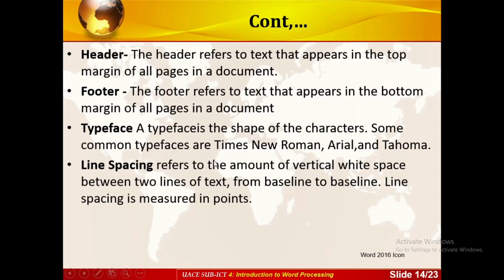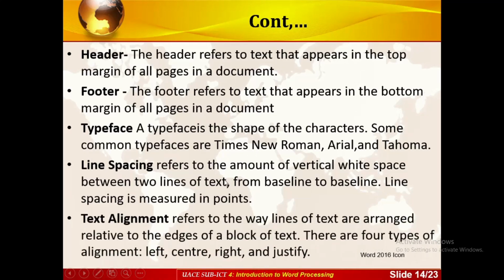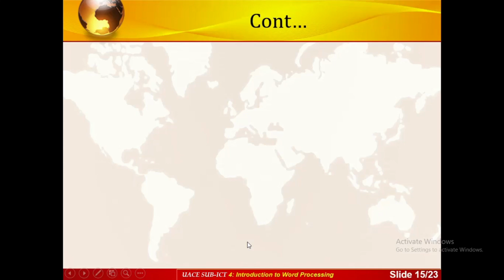Line spacing refers to the amount of vertical space between two lines of text. For example, the space between these two paragraphs is the line spacing, the vertical white space between two lines or sentences. Then we have text alignment, where lines of text are arranged to relate with the edges of the block. We have four types of alignment: center alignment, left and right alignment, plus justification, or justify.